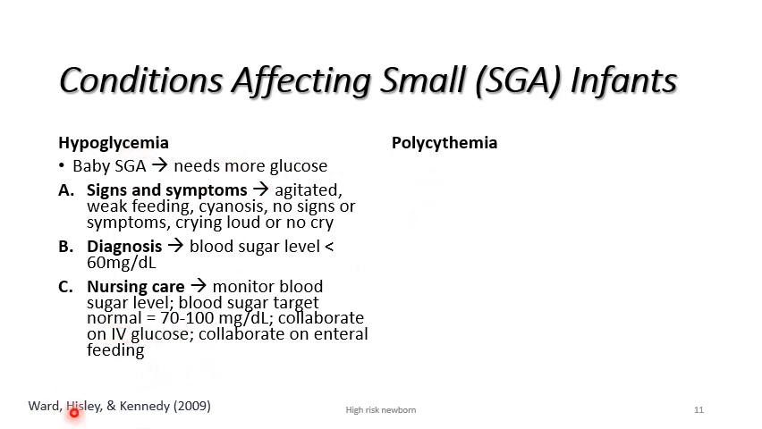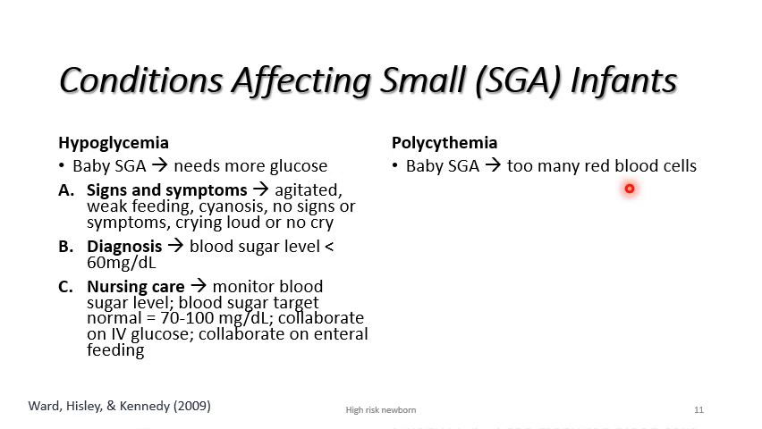Another problem is what we call polycythemia. Polycythemia means that there are too many blood cells inside the body of the baby. We understand that once the baby is born, the placenta comes out, and then we cut the umbilical cord, and all the blood that was in the placenta will move to the baby's body.